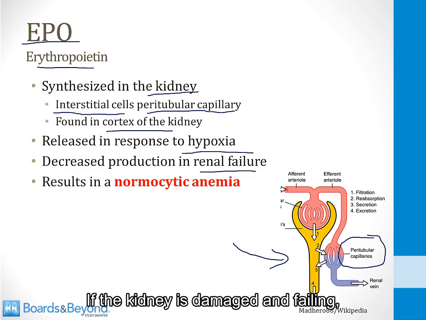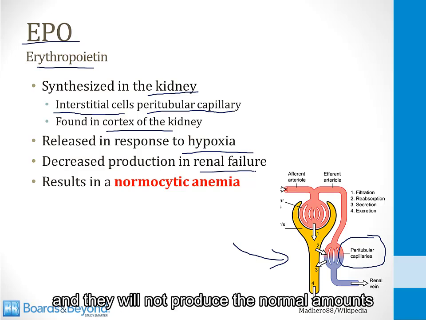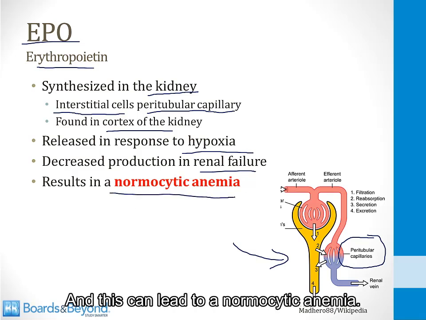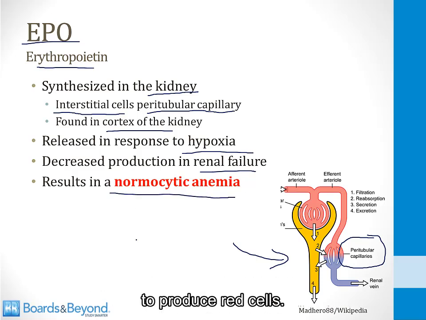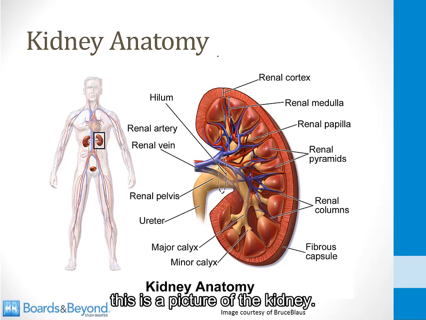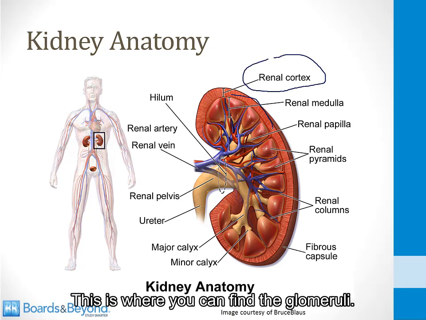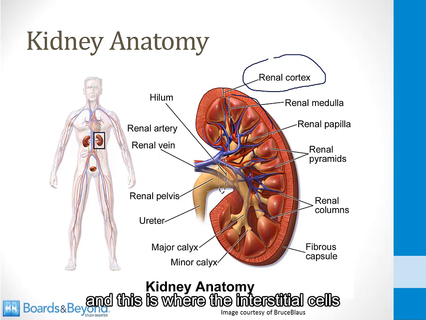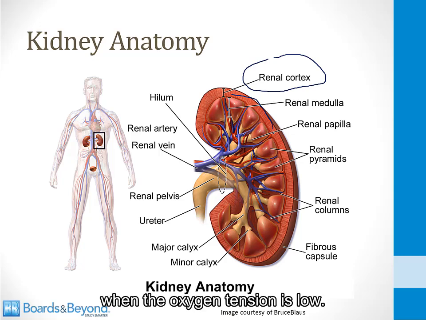This should make sense to you. If the kidney is damaged and failing, the interstitial cells of the peritubular capillaries will not be functioning normally, and they will not produce the normal amounts of erythropoietin, and this can lead to a normocytic anemia. Basically, the bone marrow is simply being understimulated to produce red cells. And just to make the anatomy very clear, this is a picture of the kidney. The renal cortex is the outer layer of the kidney. This is where you can find the glomeruli. The peritubular capillaries are also here, and this is where the interstitial cells sense the oxygen tension and release erythropoietin when the oxygen tension is low.